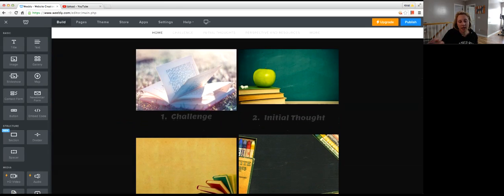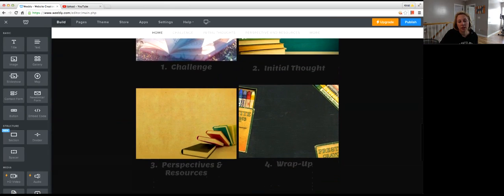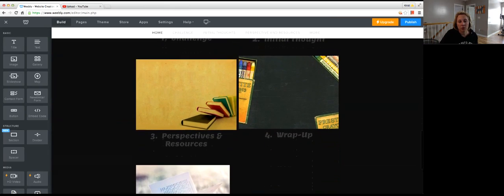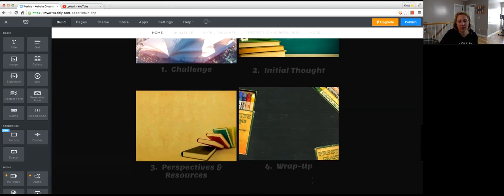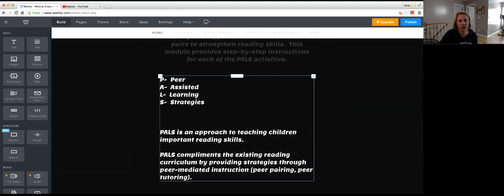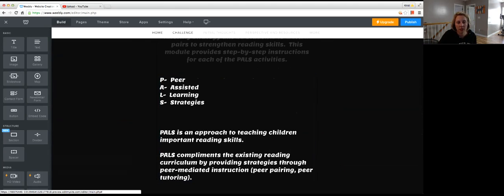And this is part of a cycle. The first is the challenge, next is initial thought, perspective and resources, wrap up, and then assessment. And those are all listed along the top. So after we finish that, you will then go to challenge.